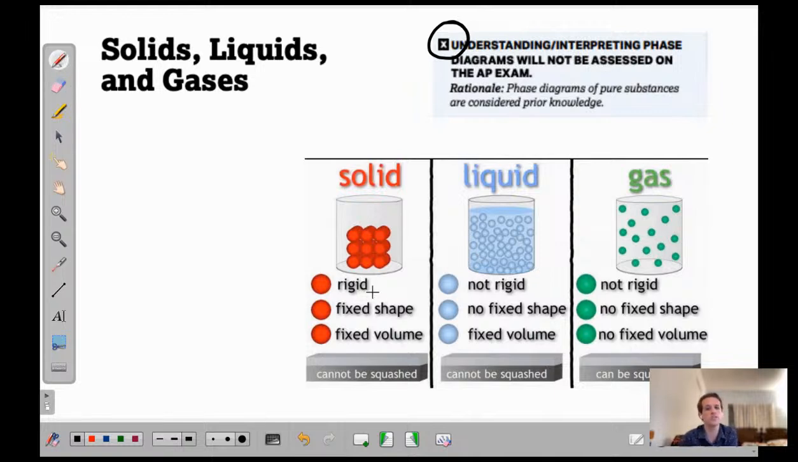What you should know, right? Solids are rigid, with fixed shape and fixed volume. Liquids are a little bit looser. They have no fixed shape. They spill everywhere, but they still do have a fixed volume. And with gas, the particles are really far apart and they're moving really, really fast.